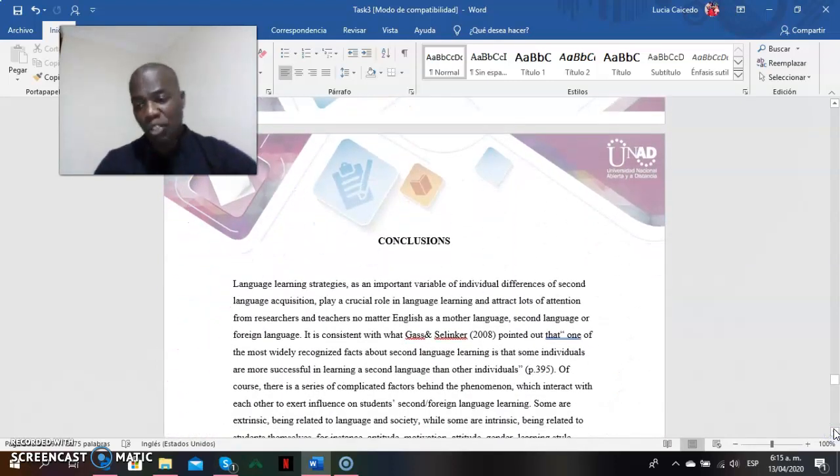In conclusion, language learning strategies are an important variable, and individual differences and second language acquisition play a crucial role in language learning and attract a lot of attention from researchers and teachers, no matter whether English is a mother language, second language, or foreign language.